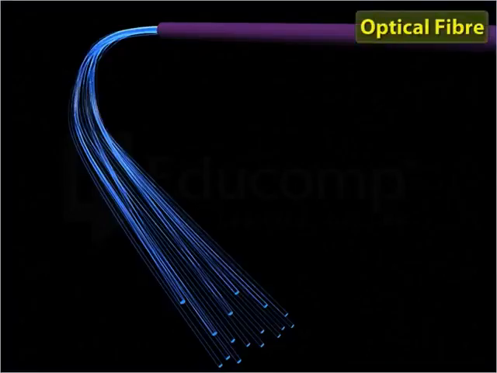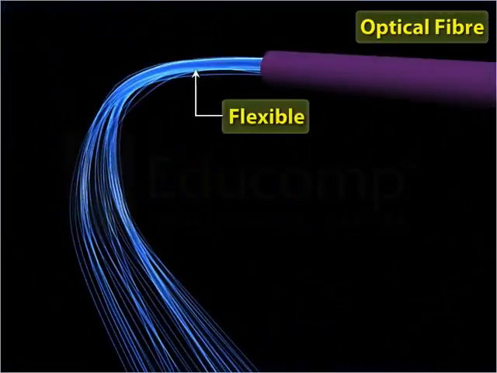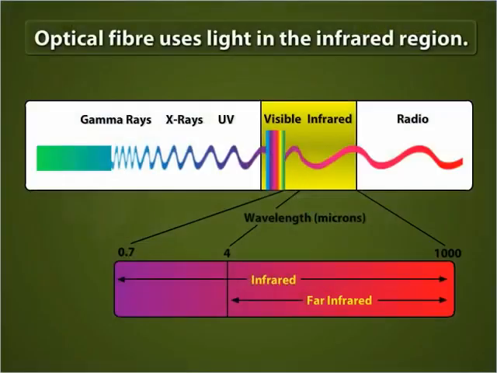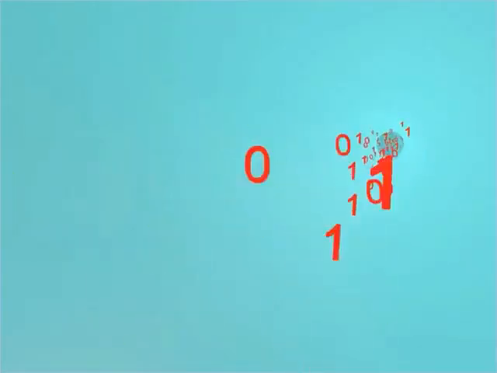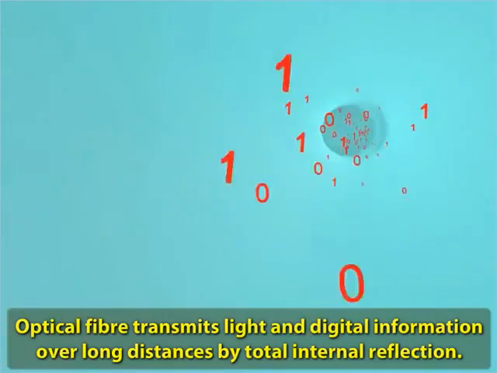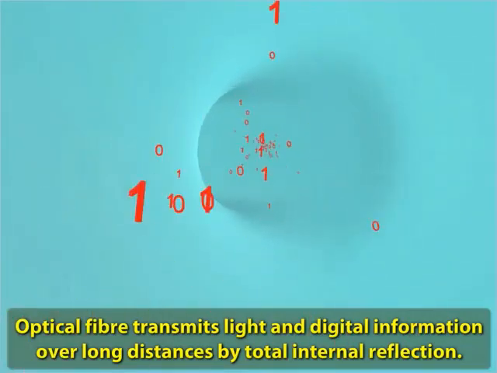An optical fiber is a glass fiber that is transparent, flexible, and is as thin as human hair. An optical fiber uses light in the infrared region, which has wavelengths longer than visible light, to transmit digital information. It transmits light and digital information over long distances by total internal reflection.